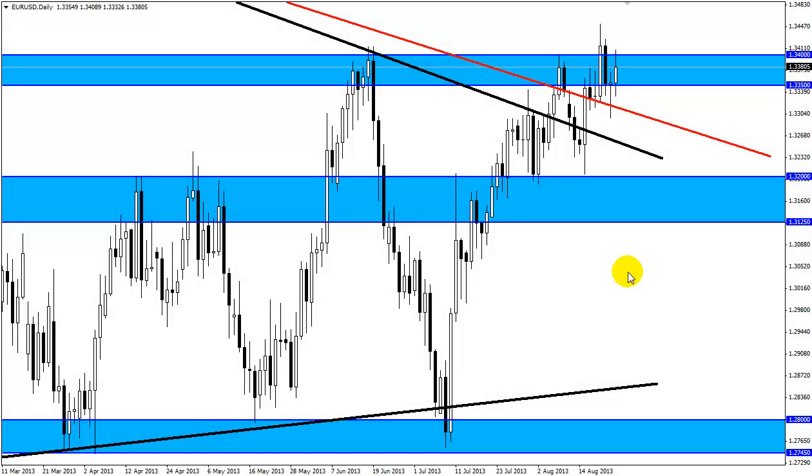This is ForexOverviews.com with the short-term analysis of the Euro-Dollar Forex pair. This is a daily chart of Euro-Dollar, and we can see that the market has broken above these two lines.